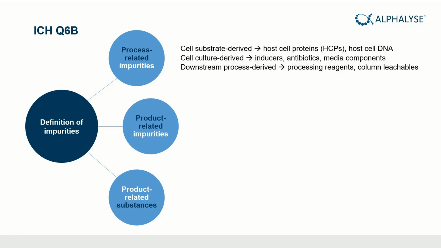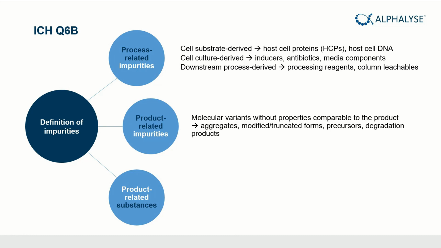So the process-related impurities can be further divided into different types. They are the cell-derived impurities. So these are host cell proteins, for example, and host cell DNA. There are the cell culture derived. So these are things from your growth medium, inducers, antibiotics, media components. And then there are the downstream process derived. So these could be different processing reagents and leachables from columns, for example.